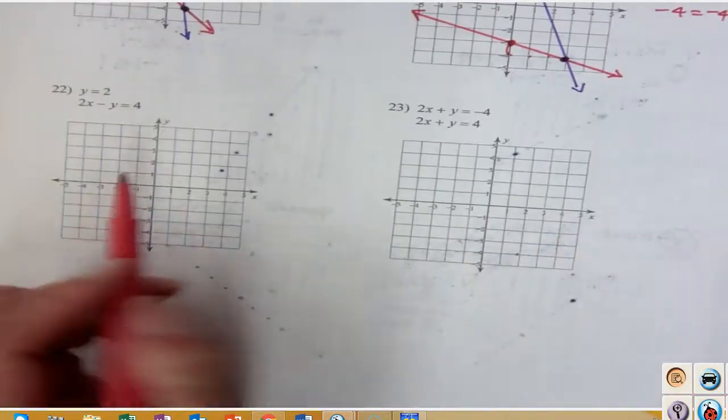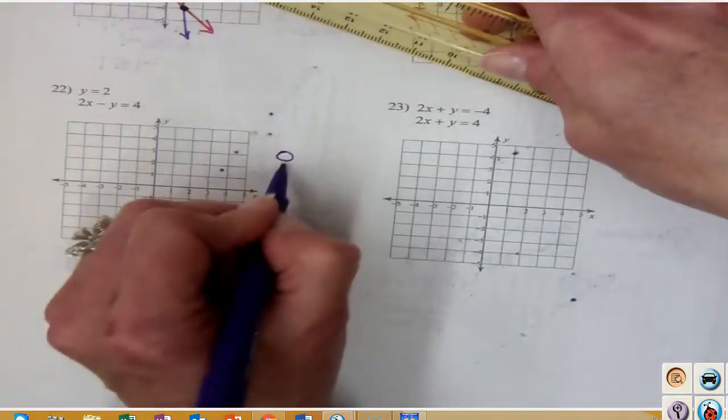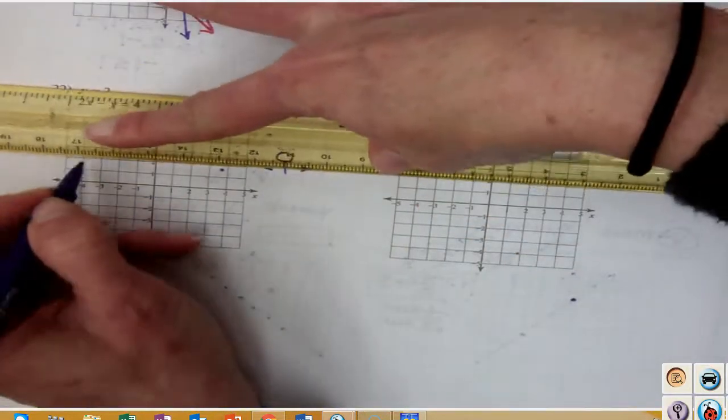Alright, moving on. If I have here y equals 2, why are your arms out like that? I know it goes like this.